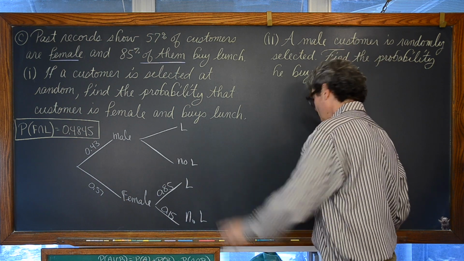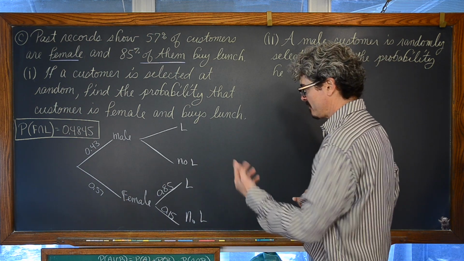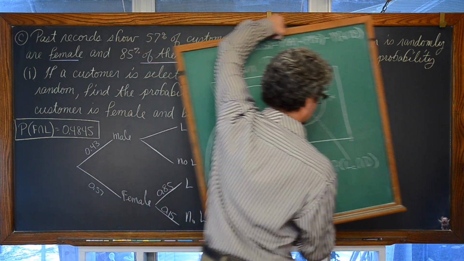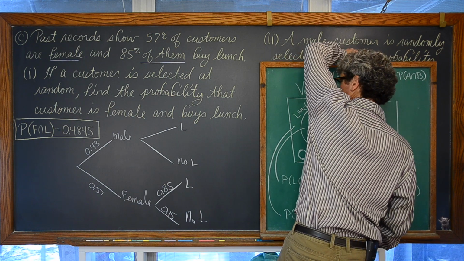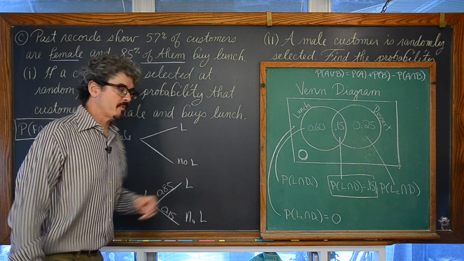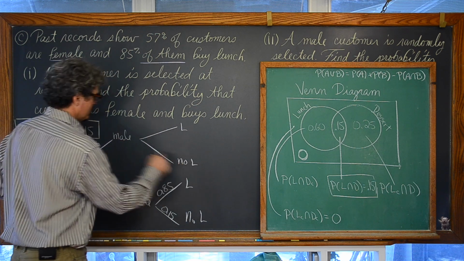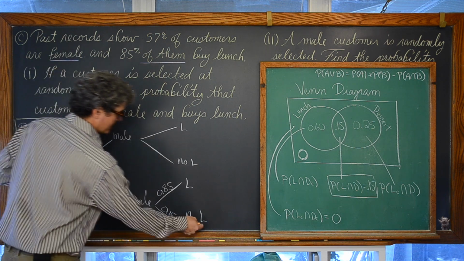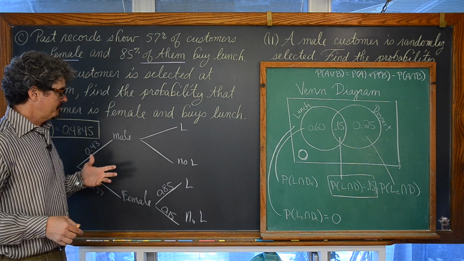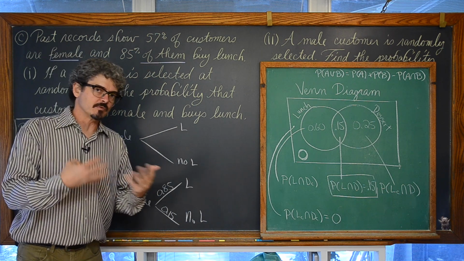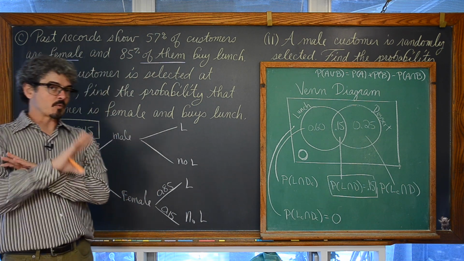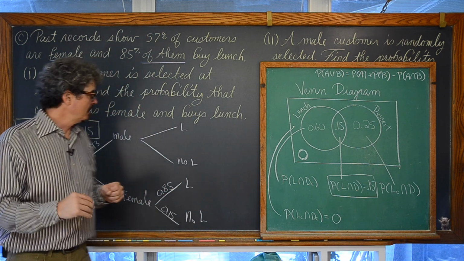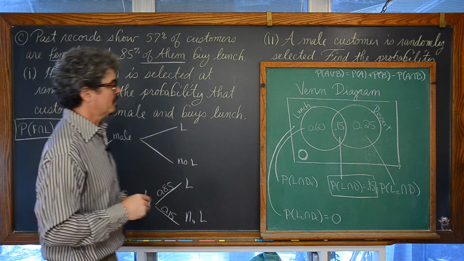But looking at our Venn diagram and pulling from the information we were given in the previous setup of the problem, this is a Venn diagram that represents all the possible outcomes. You're male and you buy no lunch, you're male and you buy lunch, you're female and you buy lunch, or you're female and you do not buy lunch. And remember, we're not considering anybody who doesn't buy anything a customer.